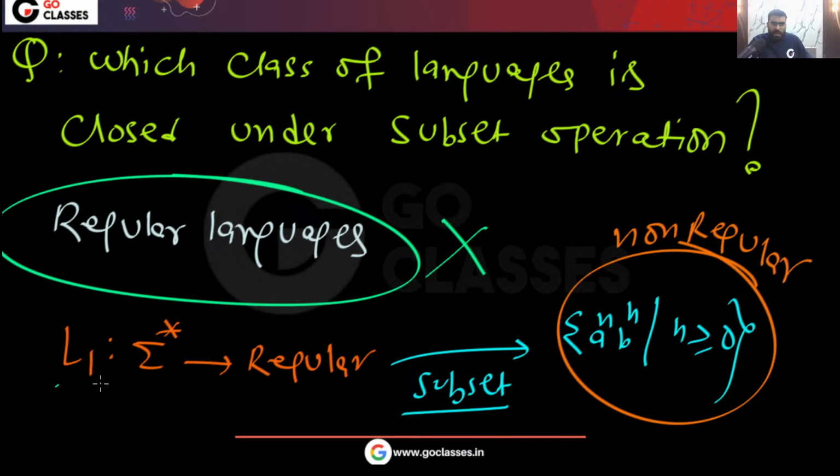See, L1 equal to sigma star is a regular language, but you can take a subset of sigma star which is non-regular. So regular languages are not closed under subset. Is this clear? Can you tell me some class of languages which is closed under subset operation?